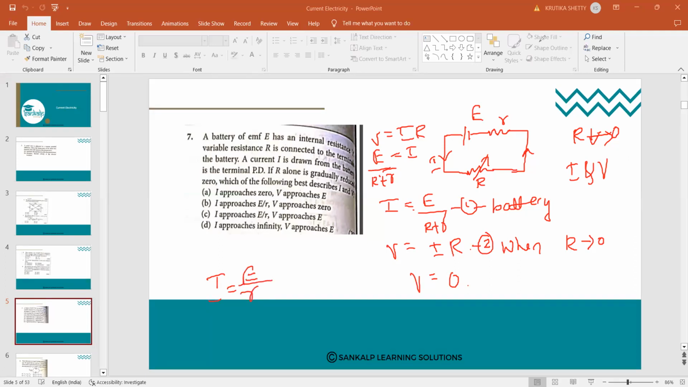Yes students, is it clear? The first expression is the current in the battery. The second expression is the terminal potential, V is equal to IR. Therefore, we are getting the following expressions. Option B is the correct answer. If you didn't understand, you can tell. Other students, please respond. Okay, I'll go for the next question. Option B is the correct answer. Note down the reasons too, then you will understand.